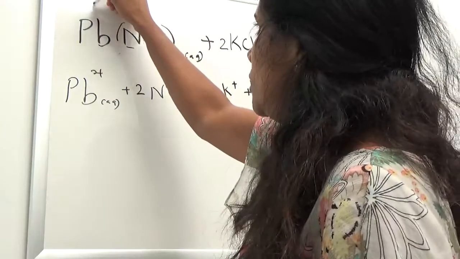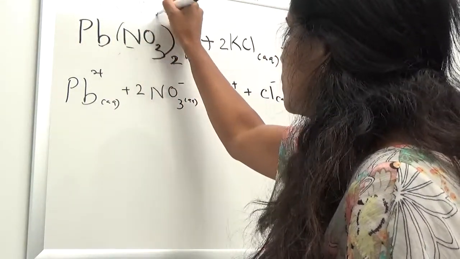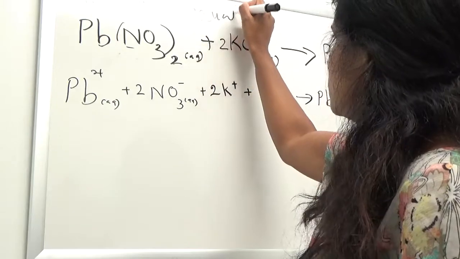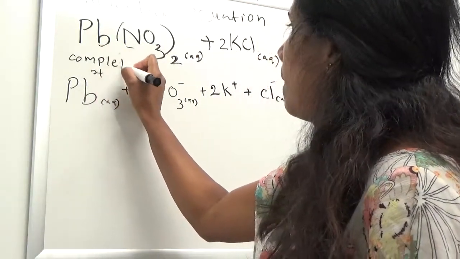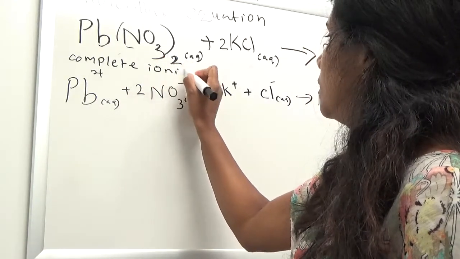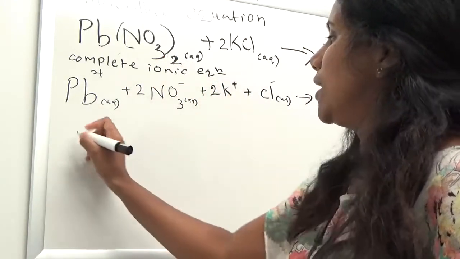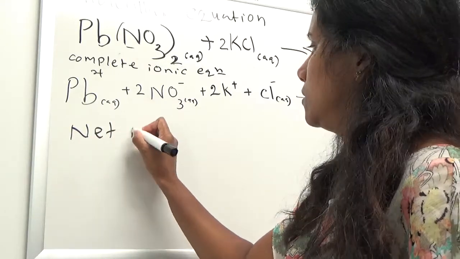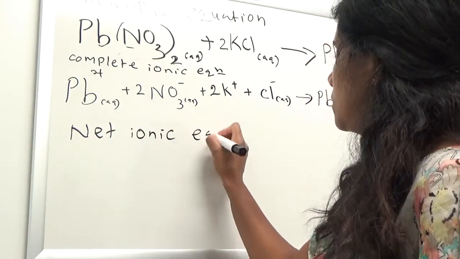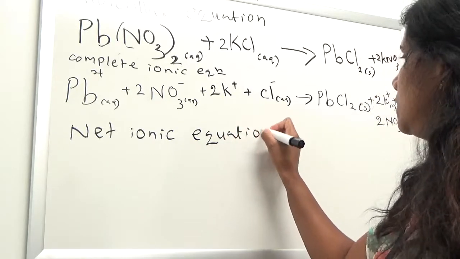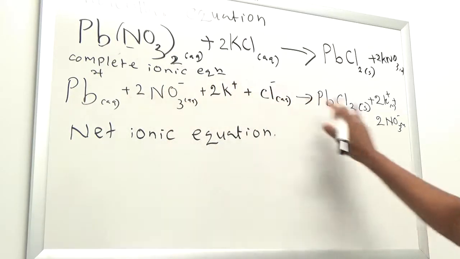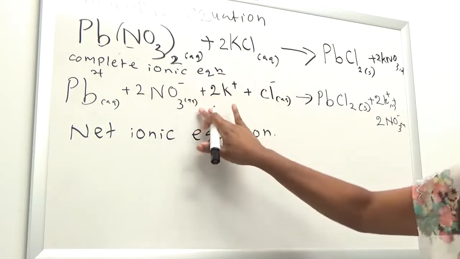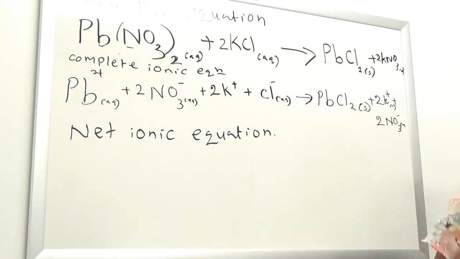This is the molecular equation. This is the complete ionic equation. And then I'm writing the net ionic equation. How do you write the net ionic equation? In the net ionic equation, you look at the complete ionic equation, which you get from the molecular equation.